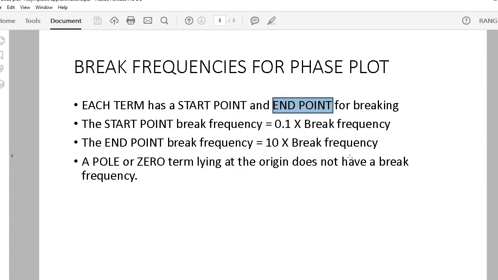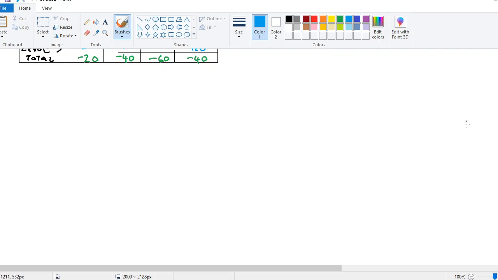Now, how do you measure the start point and the end point? So the start point break frequency is equal to 0.1 multiplied by the break frequency of the term, right? And the end point is 10 times the break frequency. A pole or a zero term lying at the origin does not have a break frequency. So that means the pole or zero lying at the origin is not considered when we look at the phase plot.